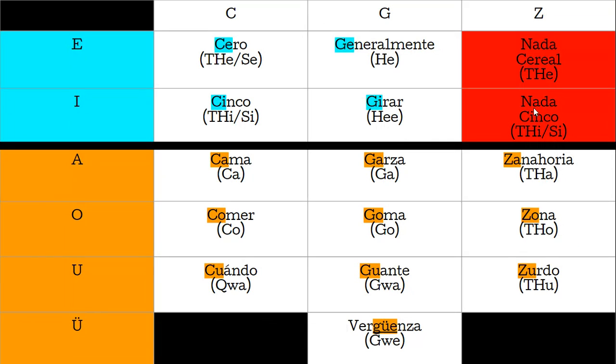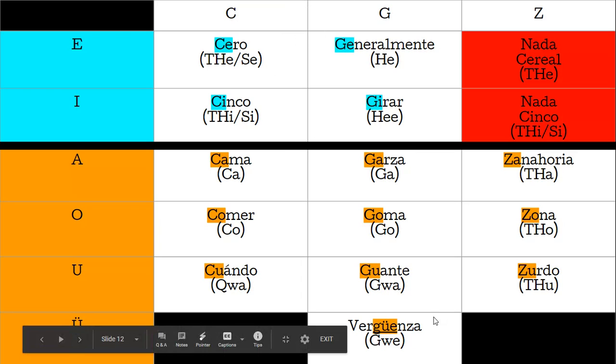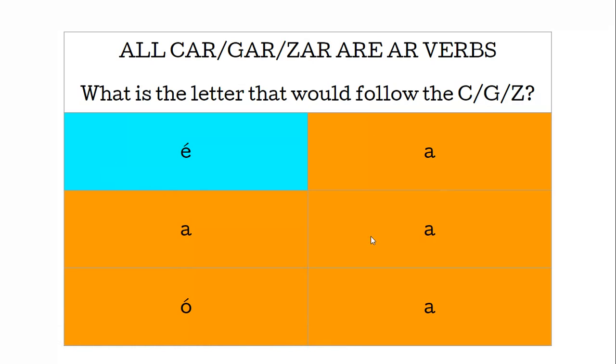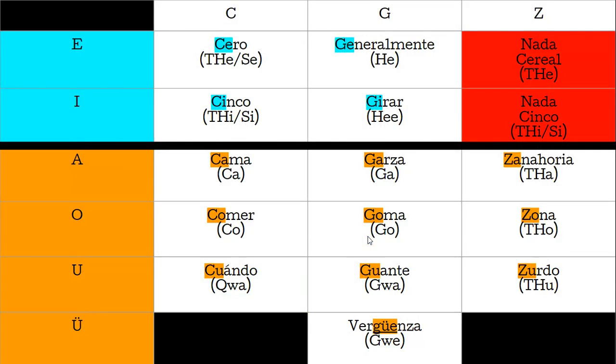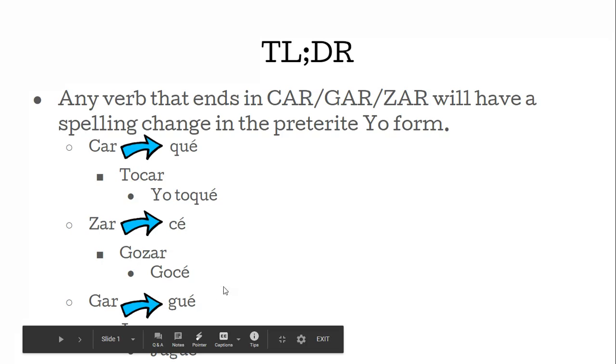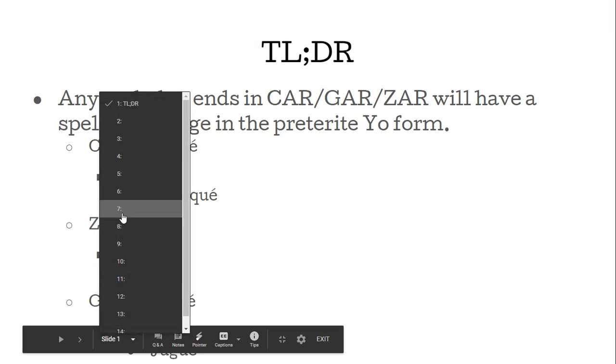So looking back at this chart, notice E's and I's after C's and G's make some funny, softer sounds. A's, O's, U's, and U's with umlauts after G's make harder, stronger sounds. And so therefore, we have this pattern where the yo form with that letter E ending creates a bit of a problem. And if I go way back to the beginning, this will explain the TLDR. Car goes to que because of that letter E. Zar goes to ce because of that letter E. And gar, al final, goes to gue with that letter E as well.